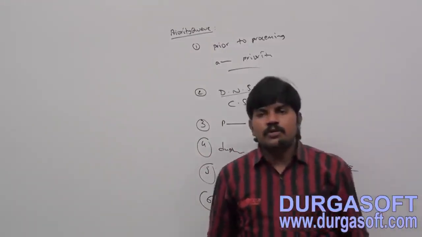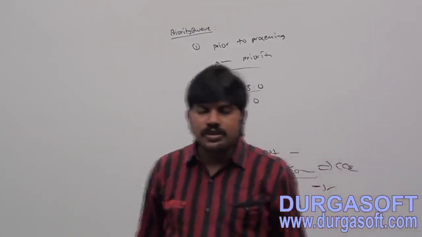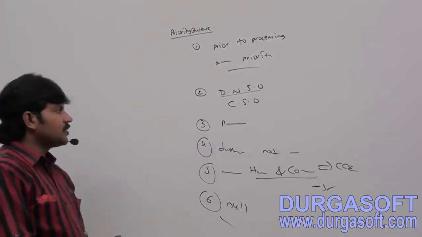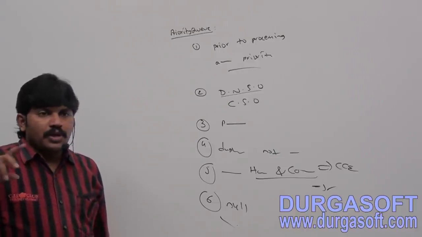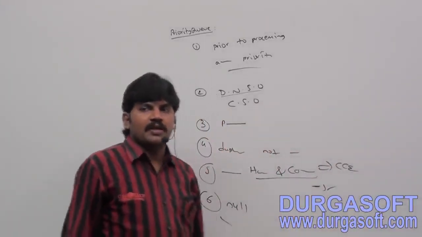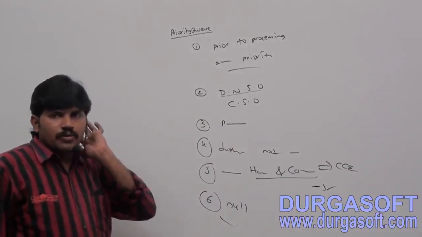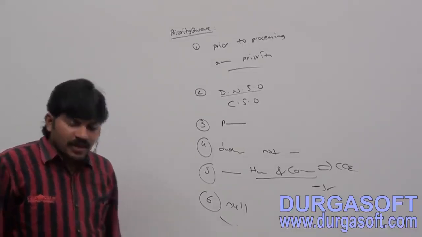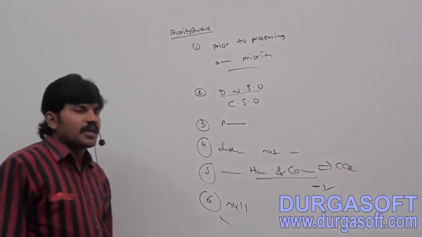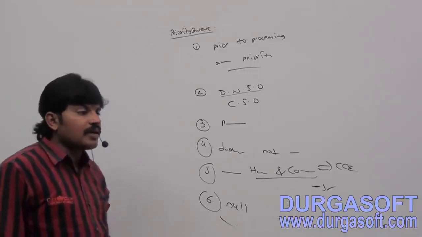Priority queue. If we want to represent a group of individual objects prior to processing, according to some priority, then we should go for priority queue.